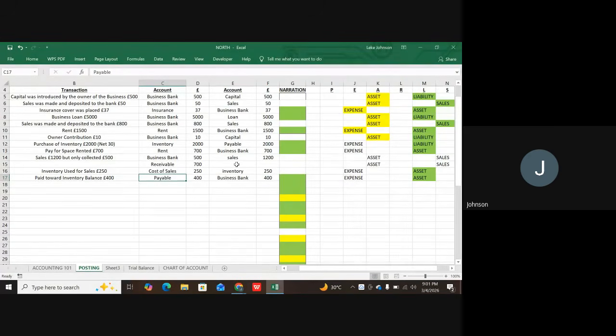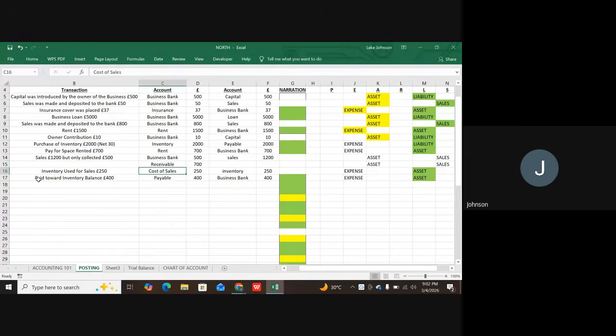Now let me tell you something. On no account should you pass a debit posting to sales. People that were saying we should put sales here, it could make sense, right? When you put sales here, sales will be reduced from 1,200 by 250 to mean that you've netted off cost of sales. But on no account should you post a debit entry to sales. Rather, here, cost of sales is what will be affected.